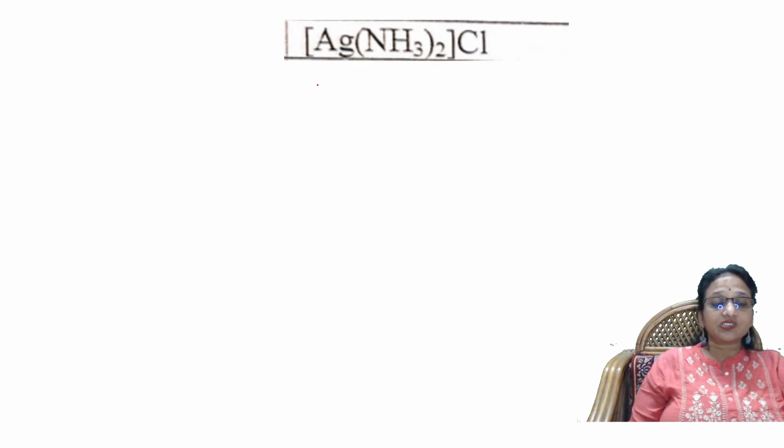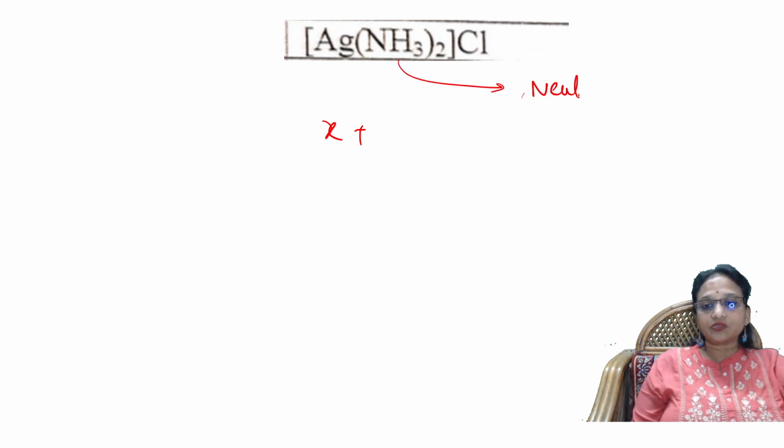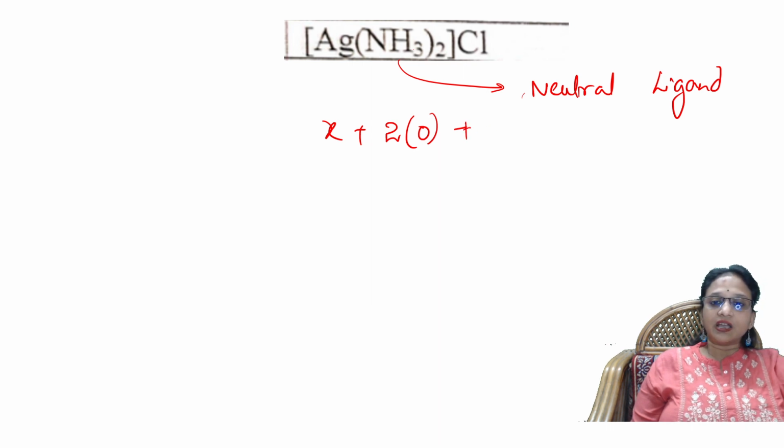Easy? Let us see one more. Okay. Now silver. That is right. Let us calculate. This is X plus. This is which one? Neutral ligand. Ammonia is a neutral ligand. So what will we do? There is no charge. 2 into 0 plus minus 1. Chlorine is equal to 0.